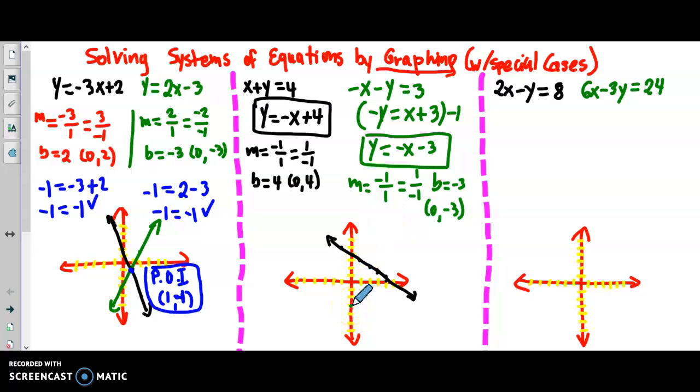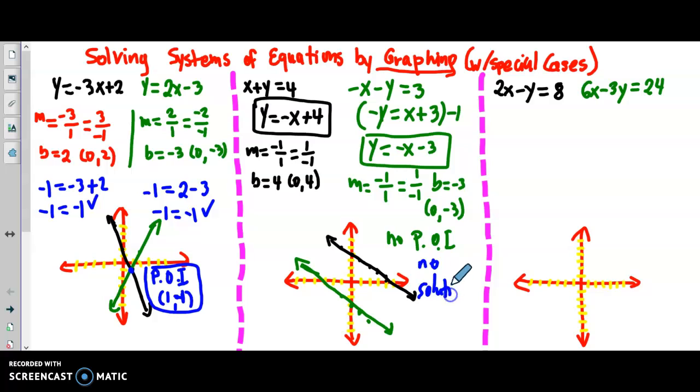Here is my negative 3, my starting point. Down 1, right 1, down 1, right 1, up 1, left 1, and so on. And it should be a straight line. Okay, these are a bit off there. So these lines are parallel because of the same slope at different b's, and they will never meet. So if I'm thinking about that point of intersection that we talked about before, well, it's not going to happen. So I have no point of intersection, which means here I have no solution.